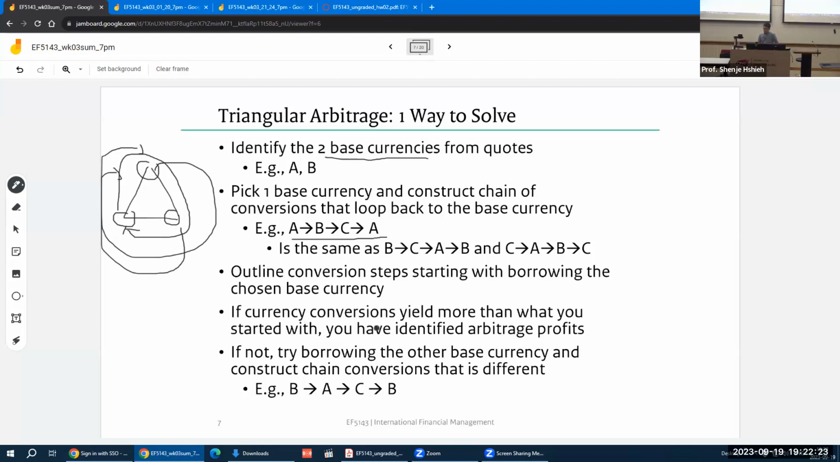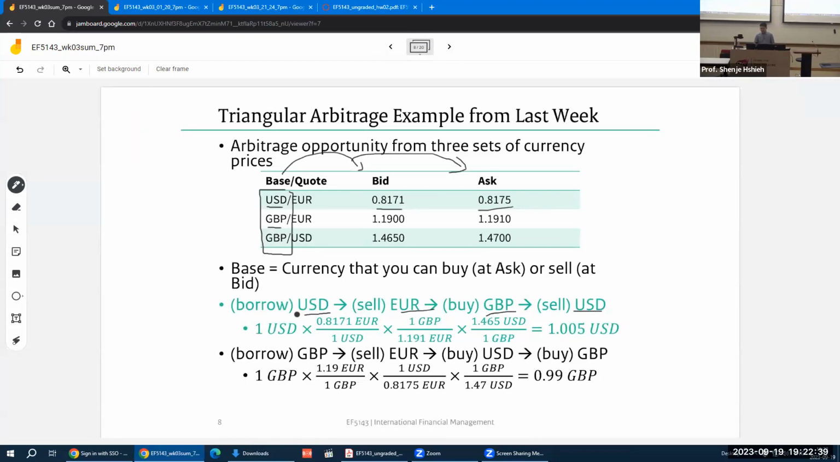Okay. If the currency conversions yield more than what you started with, you have identified profits. Otherwise, you don't. All right. If not, try borrowing the other base currency and construct a different chain of conversions. So in this case, I already tried US dollars, so it worked. I can also check the other route. Instead of borrowing USD, I'm going to borrow British pounds. But it's not going to be any route that's identical to the one above, right?